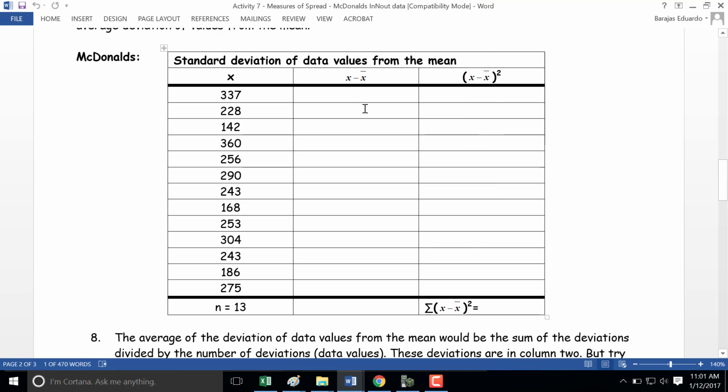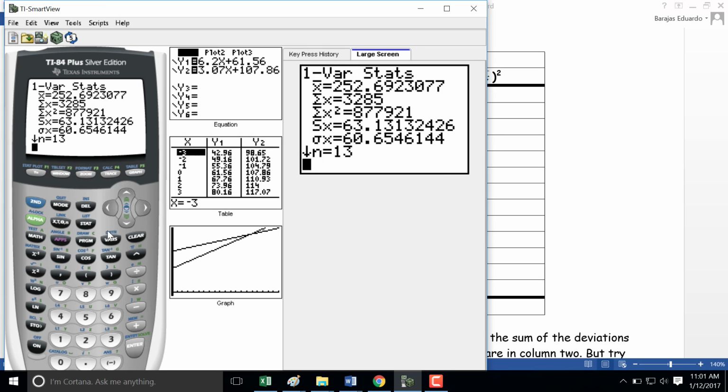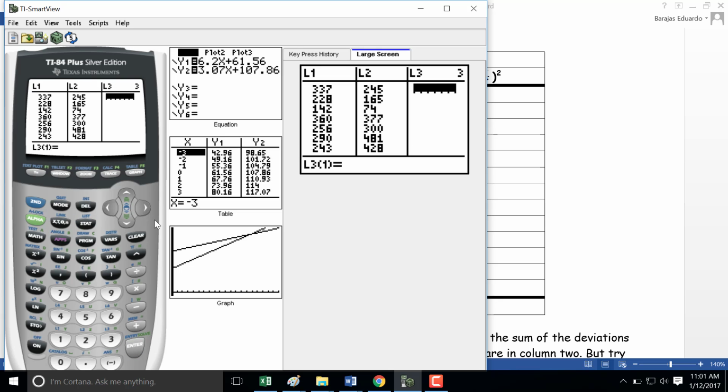So over here, we need to find out what is the value of each one of these numbers when we subtract 252.7. So we can go to our calculator, go to stat, edit, and we're going to do a row calculation. So I'm going to go to L3, and I'm going to tell it to do L1 minus 252.7. Enter, and it automatically subtracts 252.7 from each one of those numbers. So now I can just go and copy this onto my list.